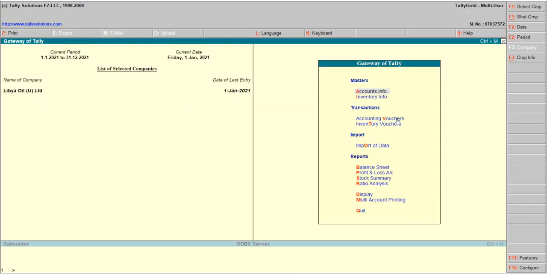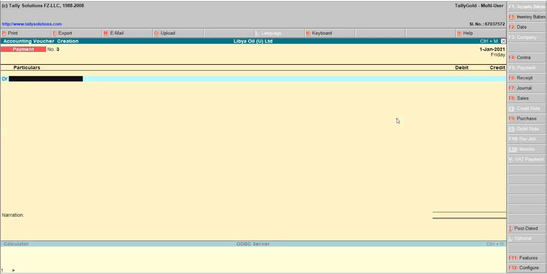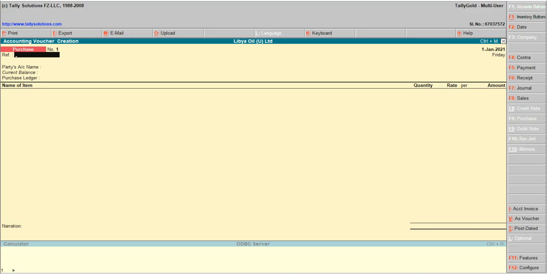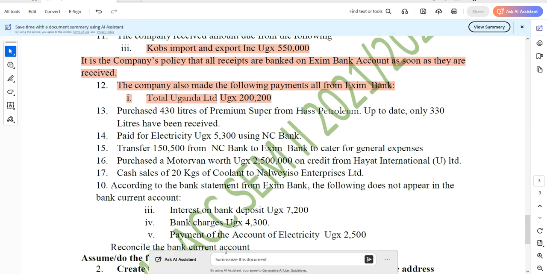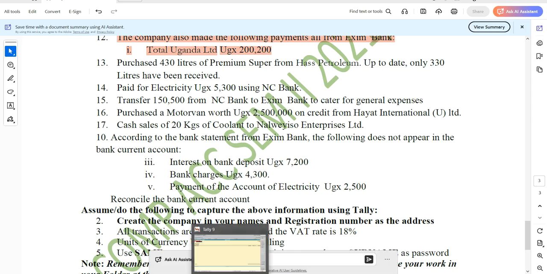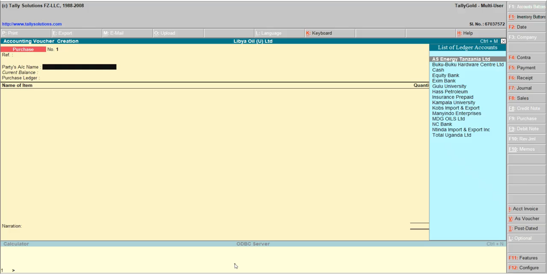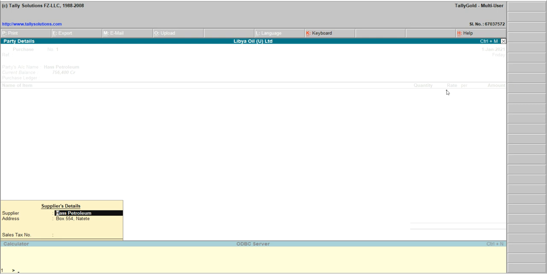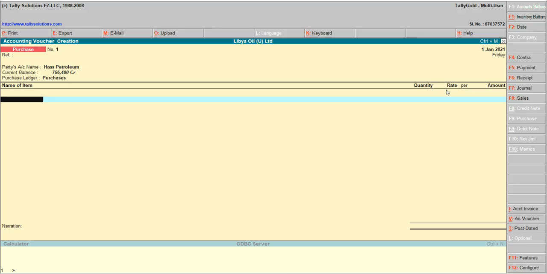Go back to accounting vouchers. We purchased, these are purchases. They are purchasing from who? 430 liters of premium super from House Petroleum. Up to date, only 330 liters have been received. Premium super from House Petroleum. Supplier details. Purchases ledger, that is purchases.